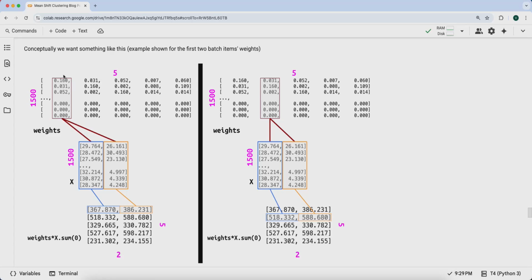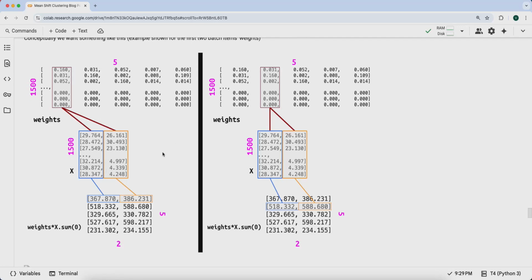But the idea is that we have these column values here, element-wise with a column of values here. We sum down the column and we get our final weighted value here. For the second item in our batch, we do the same thing, except now we're going to generate our second item of weighted coordinates. So this is conceptually what I want to implement. But as we can see, the shapes don't really line up right now, which is why we're going to have to do some broadcasting.